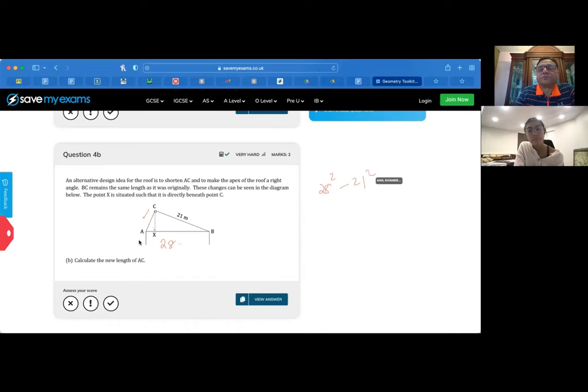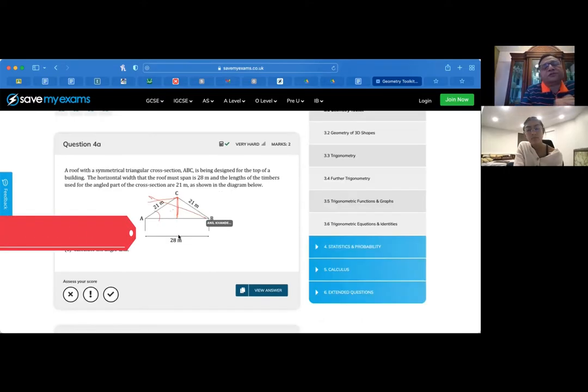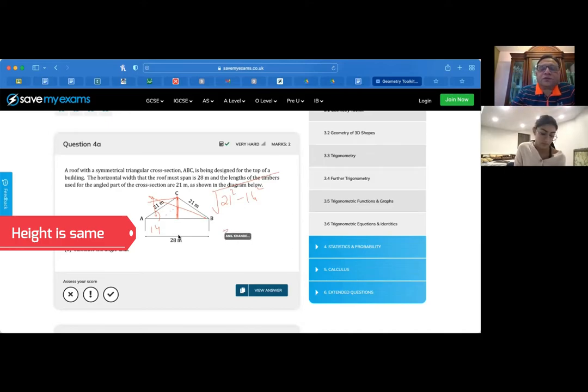Yes, the position of C has changed. The height has not changed, right? So let's find the height of this particular triangle. The height is the square root of 21 squared minus 14 squared, correct? Can you calculate that, please? Sure. 21 squared minus 14 squared. You can take 7 common, so it's 3 squared minus 2 squared, square root. That gives 7 root 5.